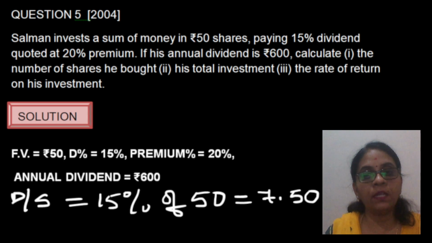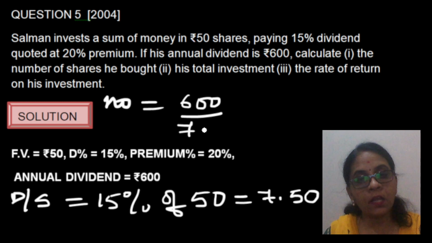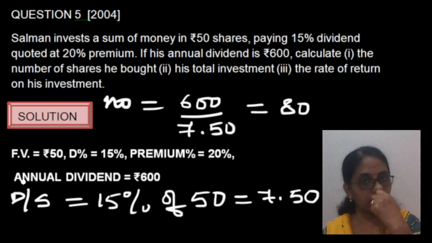Now what will be the number of shares? So the number of shares will be equal to annual income, that is 600, by the D per share, which is 7.50. If we simplify, it becomes 6,000 by 75, and that comes to 80 shares. So the number of shares he bought is 80.